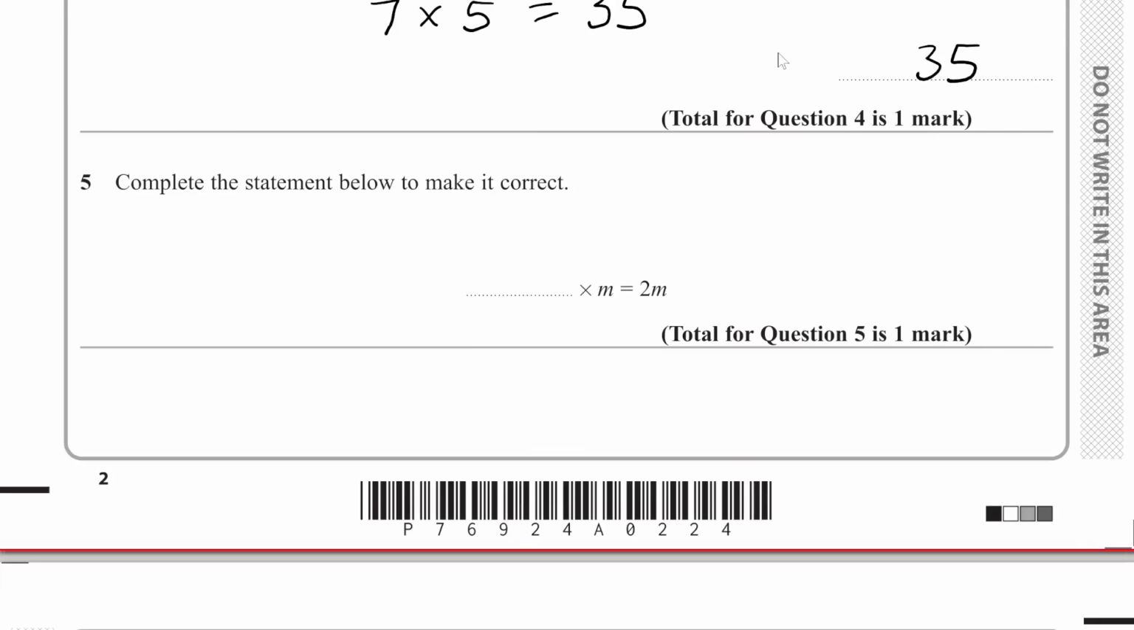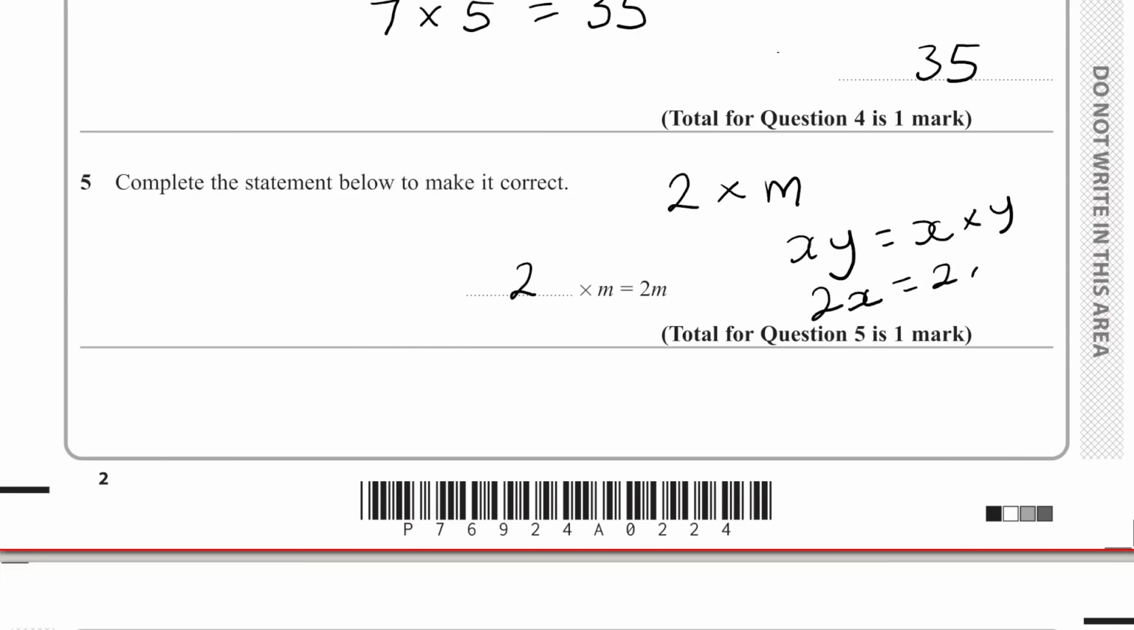Question 5. Complete the statement below to make it correct. Something times m is equal to 2m. 2m means 2 times m. So it must be 2. 2 times m is 2m. So xy would mean x times y. 2 x's would mean 2 times x. When there's nothing there, it means times.